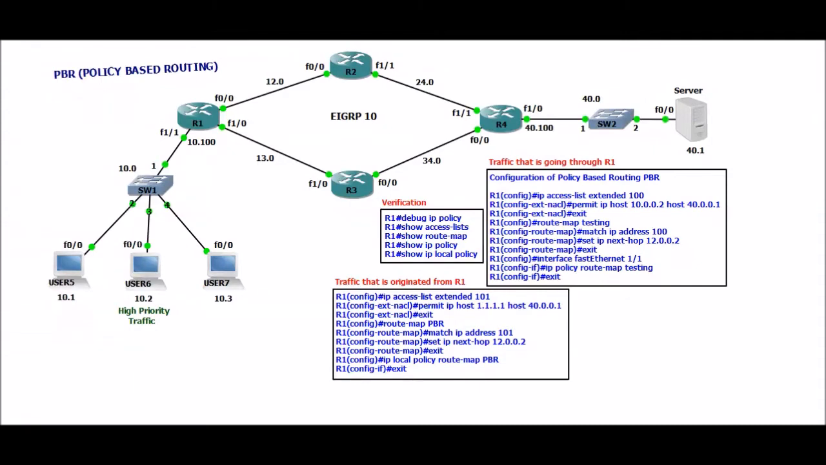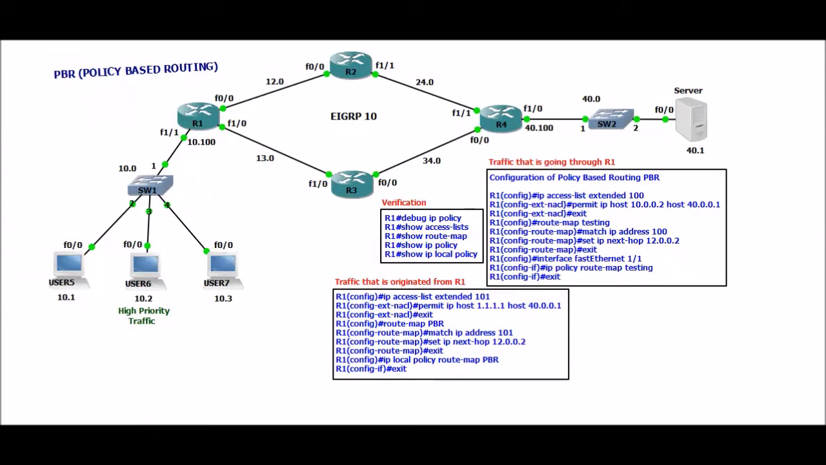So today we will cover the working of policy-based routing and its configuration. Normally when a router receives a packet, it decides where to forward it based on the destination IP address in the packet, which is then used to look up an entry in a routing table.